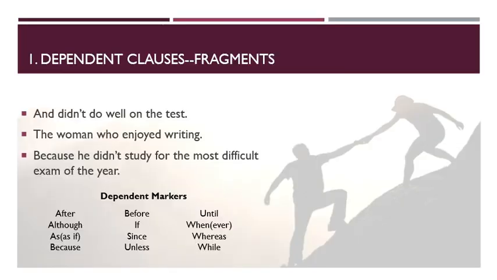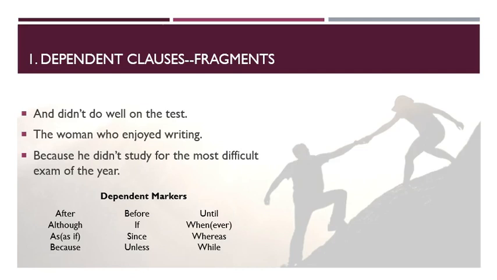On the other hand, dependent clauses are clauses that cannot stand on their own. They are not complete unless we add to them. When left to stand on their own, dependent clauses are sentence fragments, the first of the 3 most common sentence errors. Sometimes dependent clauses are missing their subjects or verbs, as in "and didn't do well on the test," or "the woman who enjoyed writing."